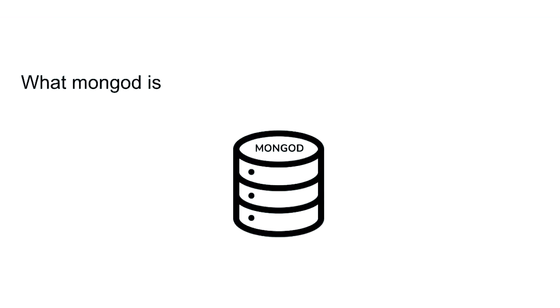Mongod is the main daemon process for MongoDB. It's the core unit of the database, handling connections, requests, and the most important part of it, persisting your data, or writing your data to disk.